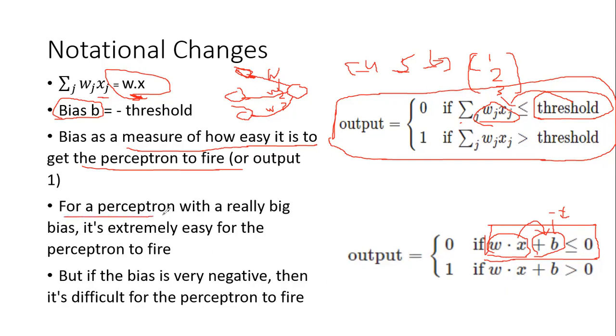I think you can see for a perceptron with a really big bias, it's extremely easy for the perceptron to fire. Look at this equation. If the bias is very big on the positive side, forget about this negative threshold. Wo to sirf aapko samjhane ke liye tha. Just forget about this. Just remember ke I have taken the threshold as the bias in the generalized neural network formulation. So if the bias is very big, what is going to happen?